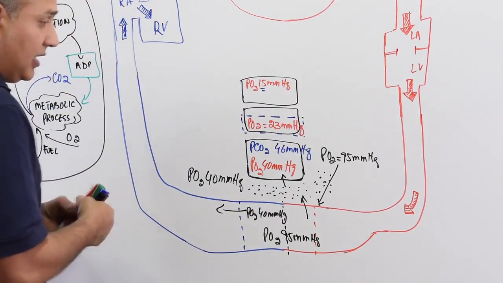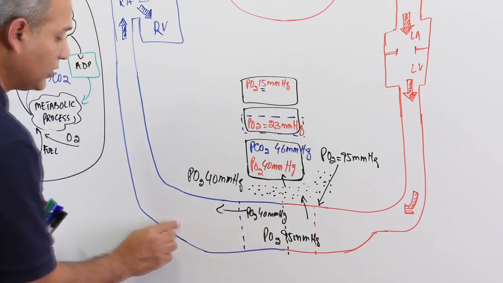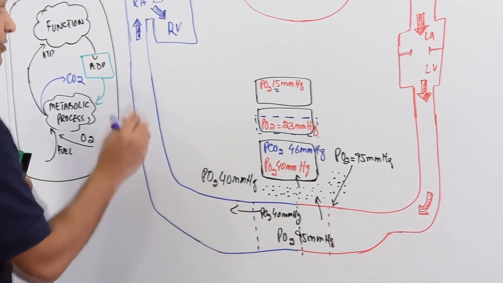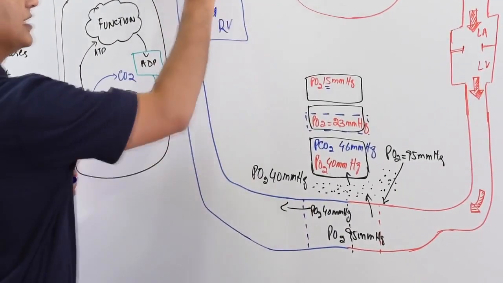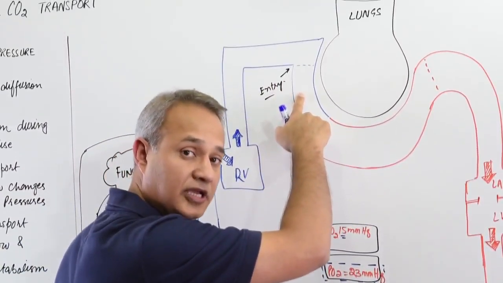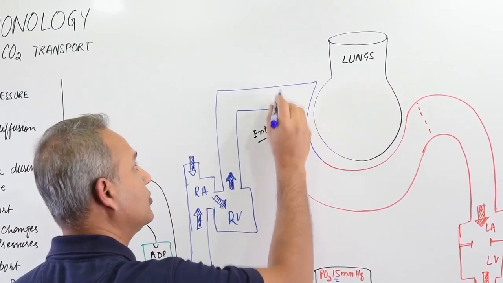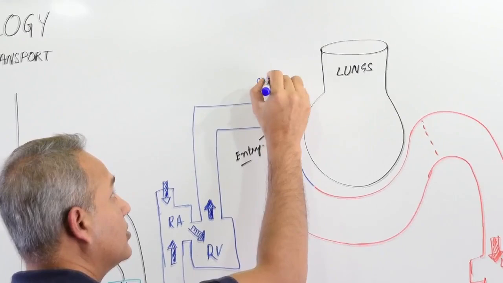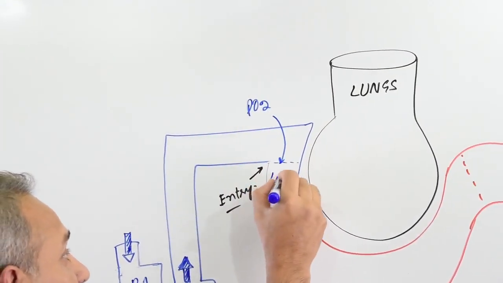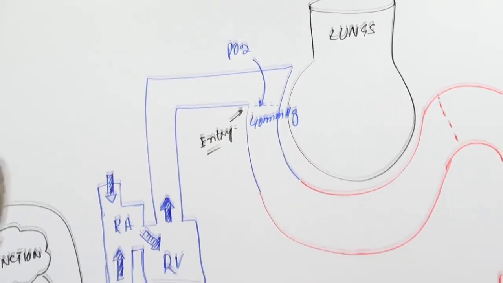Okay. Now the oxygen equilibrates. What is the pressure of the oxygen in the venous system? 40 millimeter, right? So that comes in here to the right heart, and from here it reaches the pulmonary capillary. What is the entry PO2? PO2 in the pulmonary entry is 40 millimeter of mercury. Remember I said it is the entry that we talk about. Okay.